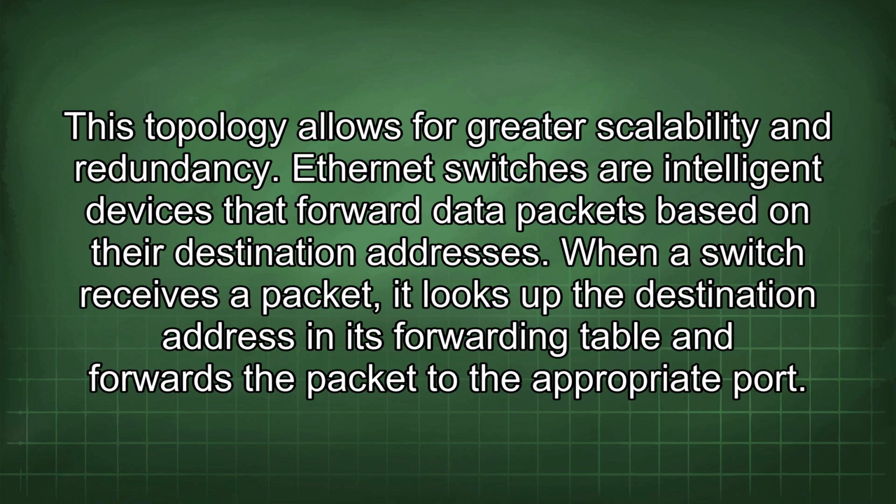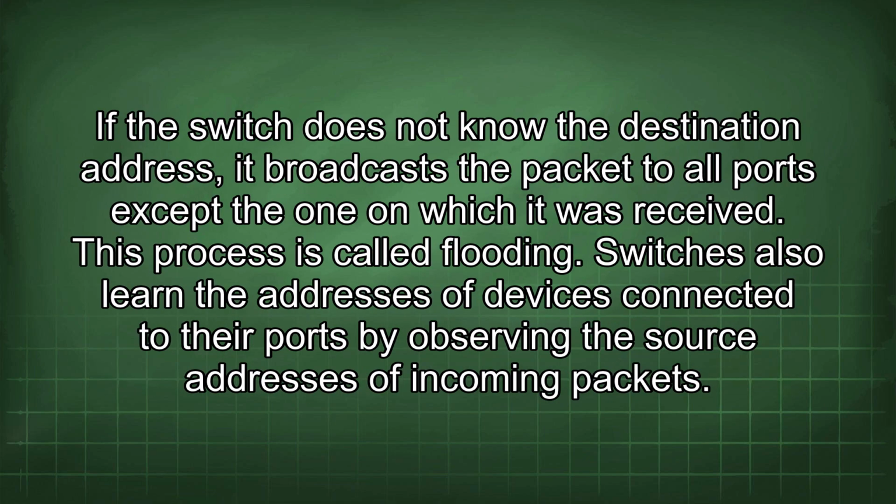Ethernet switches are intelligent devices that forward data packets based on their destination addresses. When a switch receives a packet, it looks up the destination address in its forwarding table and forwards the packet to the appropriate port. If the switch does not know the destination address, it broadcasts the packet to all ports except the one on which it was received. This process is called flooding.